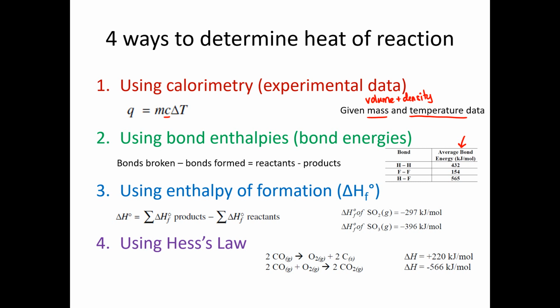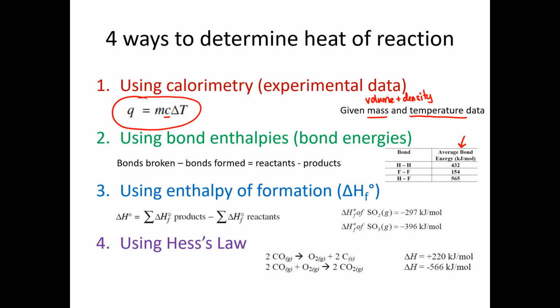You'll notice that for type 1, Q equals mc delta T, this equation is on your equation sheet. For the second type, the bond energies, there is no equation on your equation sheet for this one, and that's again because they want you to understand that breaking bonds takes energy, whereas making bonds releases energy.